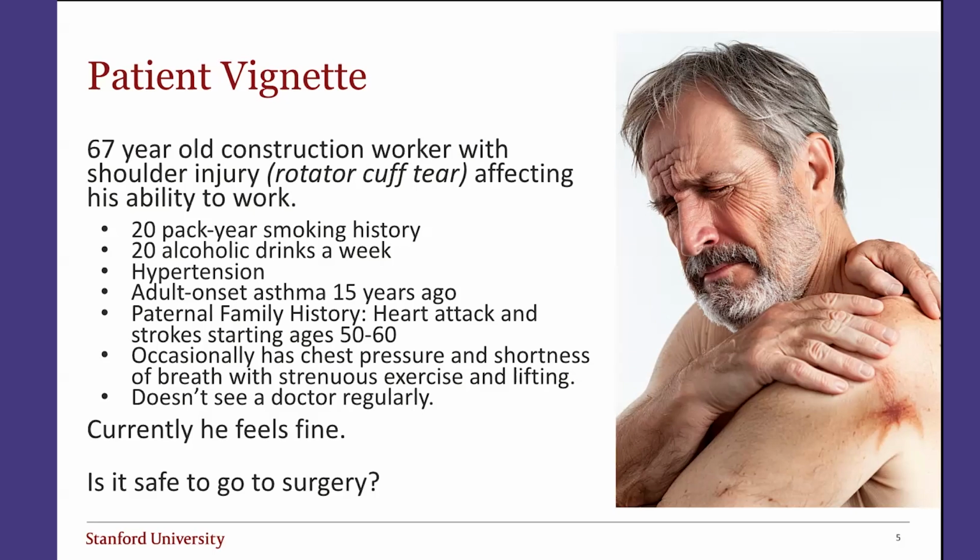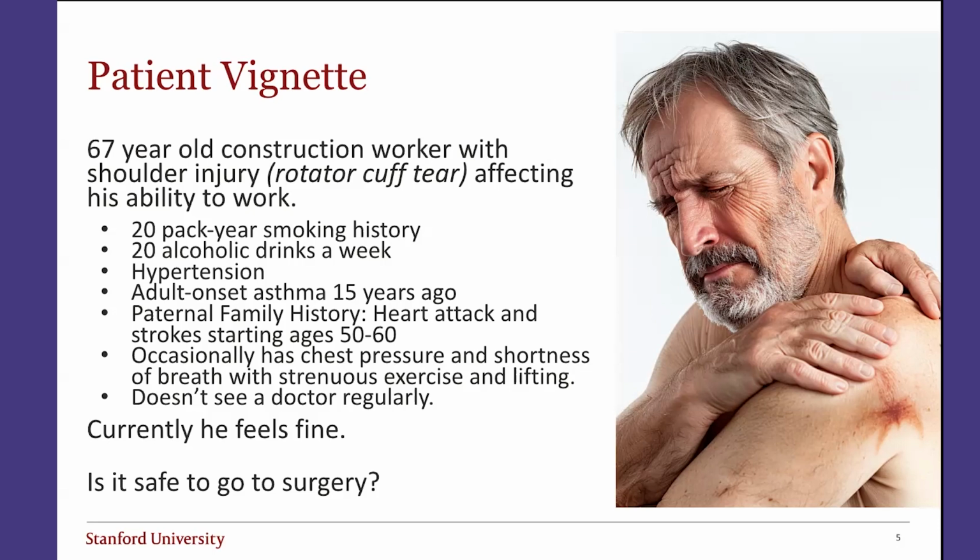His medical history is that he smoked for 20 years in the past. He has 20 drinks a week. He has high blood pressure. He has adult onset asthma that started about 15 years ago, but he didn't have it as a kid. On his father's side, there have been several family members with heart attack and stroke starting at ages 50 and 60, which is rather young these days. Occasionally he says he may get some sense of chest pressure and shortness of breath, but only when he has strenuous exercise or is lifting a lot of weight. He doesn't regularly see a doctor, so we don't really know why. But currently he feels fine.